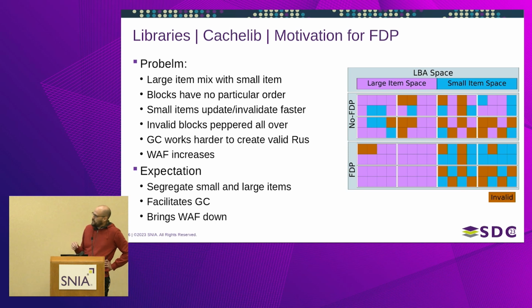So we bring FTP, and what are our expectations when we bring FTP in? So we expect the 2 types to be segregated, and the figure looks more like the one on the bottom that says FTP. And the invalid blocks are more organized. And in being so, then you facilitate the job of the garbage collection, which in turn gives you better write amplification and hopefully better quality of service. Or at least that is our expectation.